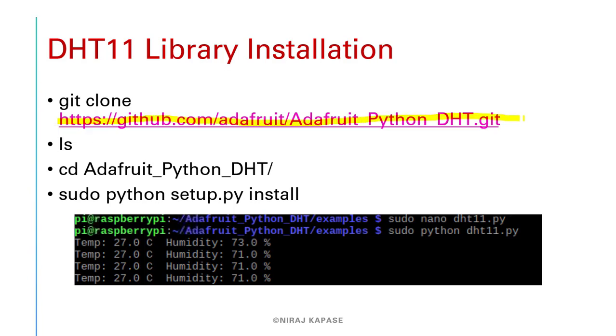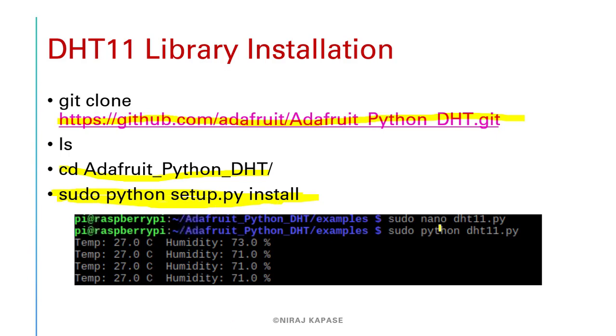github.com/adafruit/Adafruit_Python_DHT library. So you need to go to that particular root directory, cd Adafruit_DHT, where you have already downloaded the library. Then you can run the command sudo python setup.py install to install this particular library. So this is the command for installing the Python library on the Raspberry Pi: sudo python setup.py install.